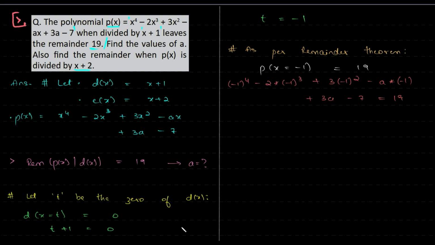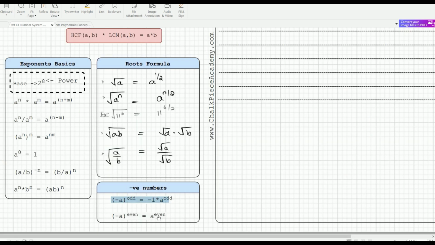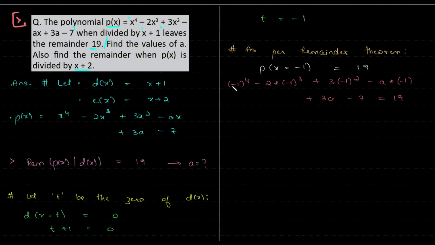Okay, anything to the power of what? Even would be, yes, positive. Any negative integer raised to the power of even is positive. Any negative raised to the power of odd is negative. Again, you don't need to do it in this manner. You can directly write the answer, but I'm just showing so that you guys don't get confused. So this is 1, right? Minus of minus is plus a plus 3a minus 7 is equal to 19.